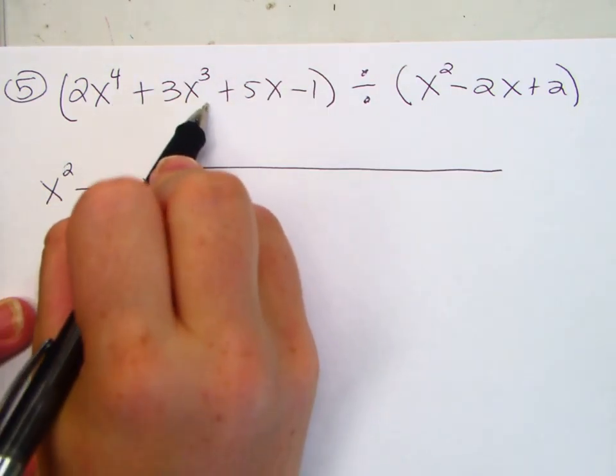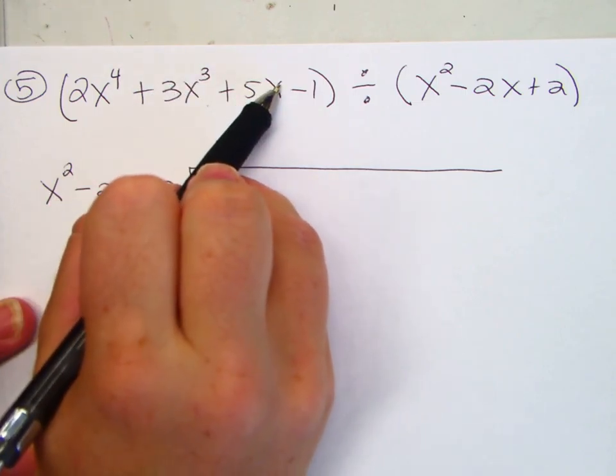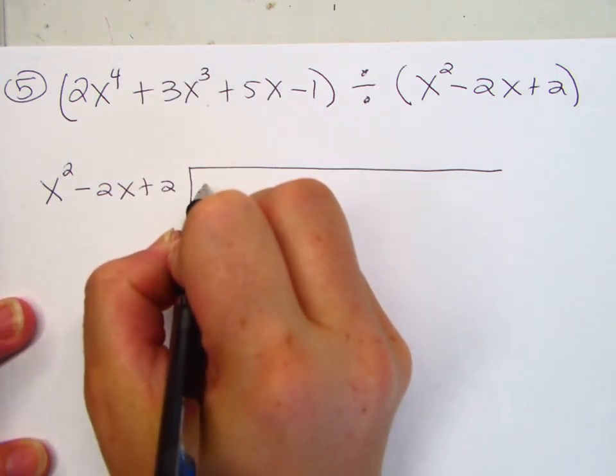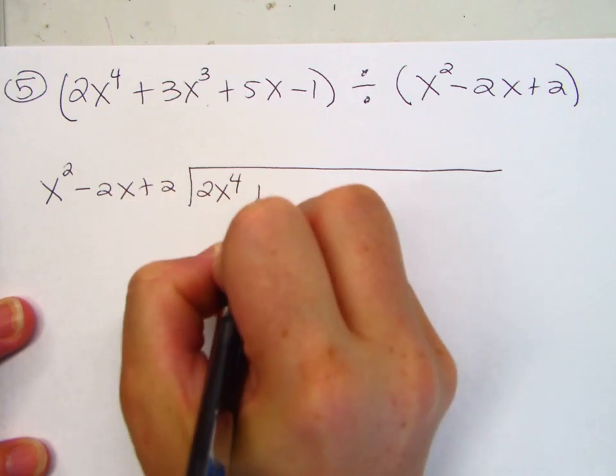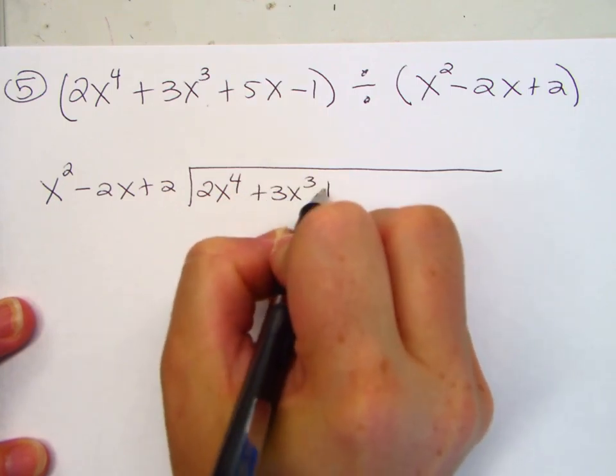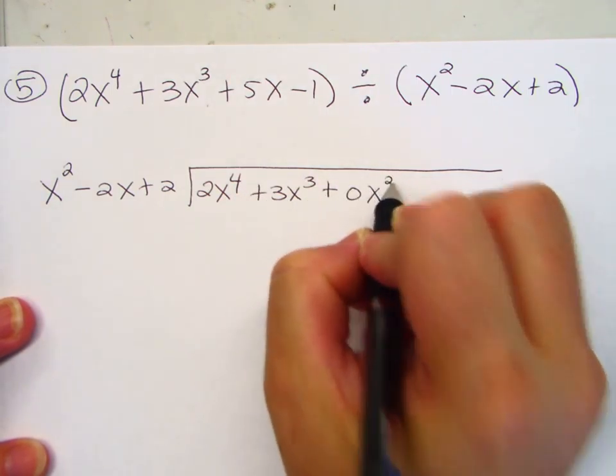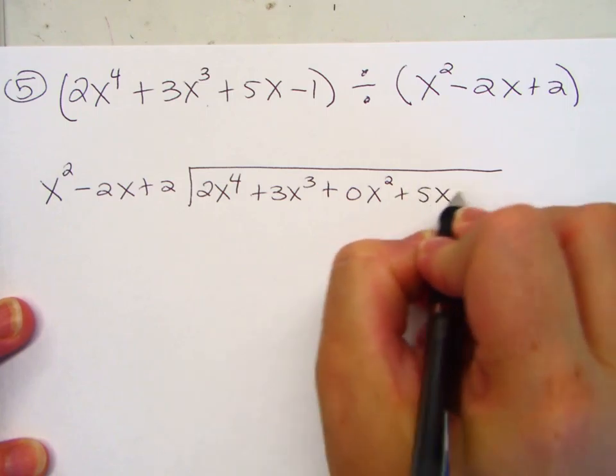Now, again, notice 4, 3, 1. You got to put that 2 in there. So I'm going to put 0x squared because the square was missing. Okay.